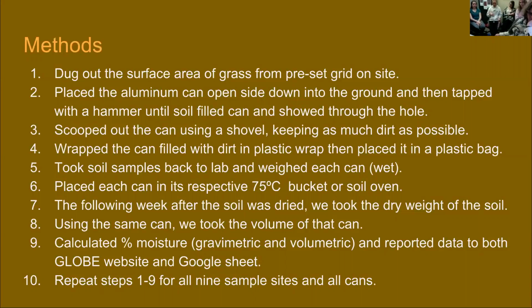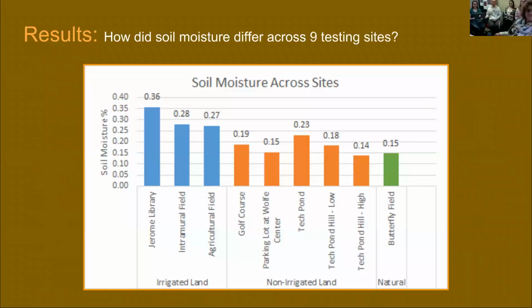We took the soil samples back to the lab and weighed each can. We placed each can in its respective 75 degrees Celsius bucket or soil oven. Then the following week after the soil was dry, we took the dry weight of the soil. Using the same can, we took the volume of the can, calculated the percent moisture, and reported the data to both the GLOBE website and the Google Sheet, and then repeated steps 1 through 9 for all 9 samples in all the cans.